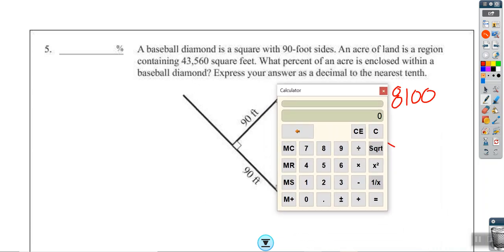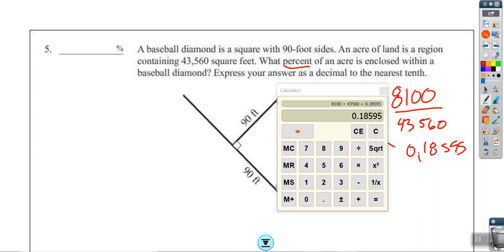All right, so when we find a percent, 1 whole is 43,560. So we're going to go 8,100 divided by 43,560, and we get 0.1859. And we want what percent is enclosed? Well, so for percent, we move this decimal place over, and we want it to the nearest tenth. So that gives us 18. This is a 9, so this has to be rounded up.